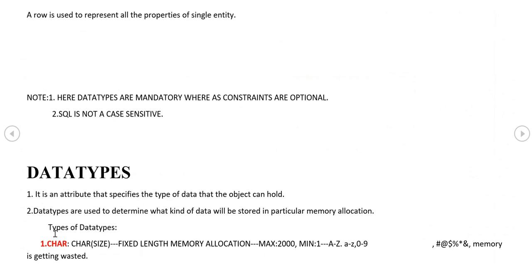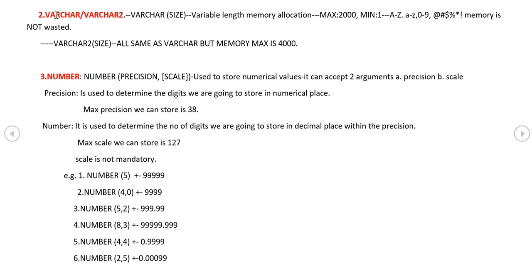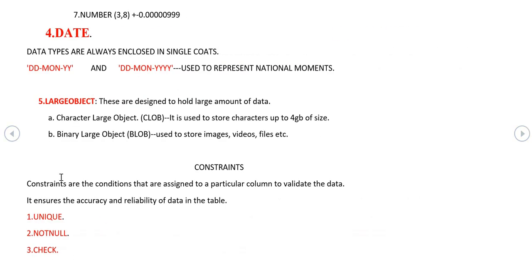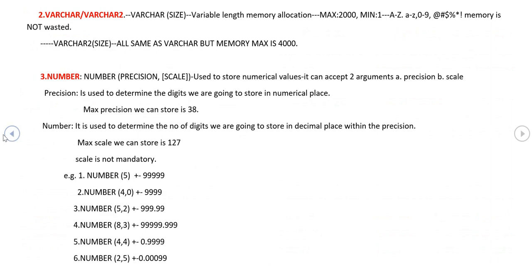Next, there are different types of data types. One is char, next one is varchar or varchar2, next is number, next is date, and next is large object. We will discuss one by one in detail.